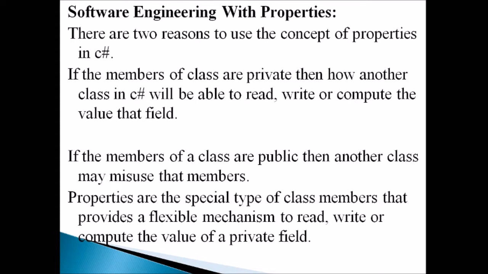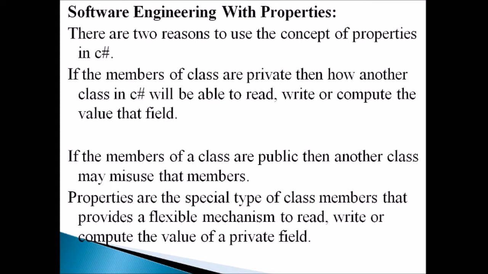At that time we have to think how other classes can read, write or compute those members. To avoid these drawbacks, if the member is declared as public, then again there are some difficulties. We have to think about security, isn't it? Whoever can misuse those members. So these are the difficulties while we use the access specifier either as private or public.